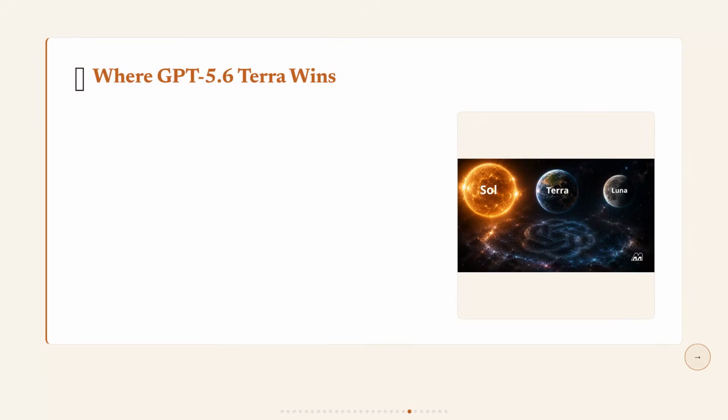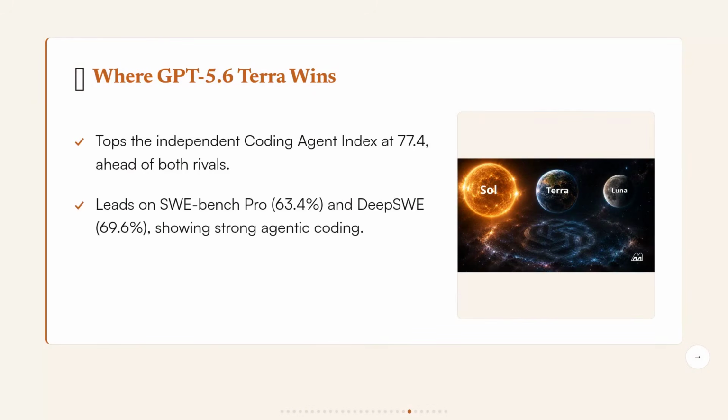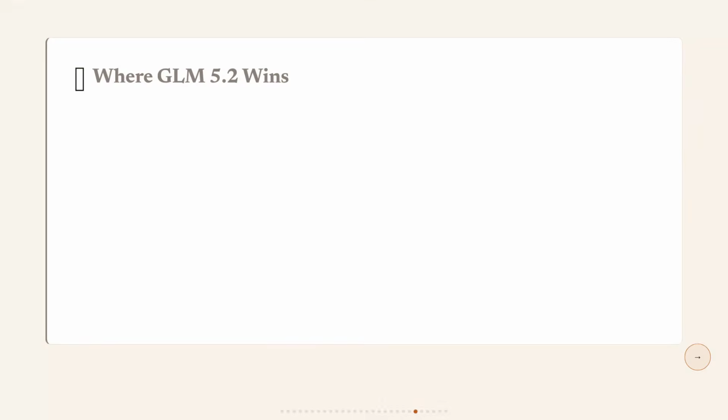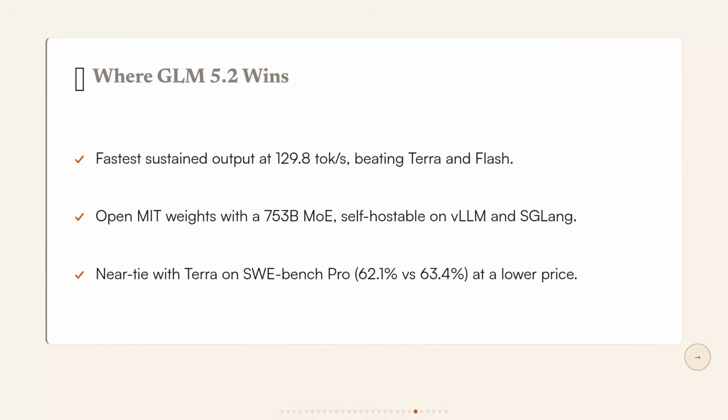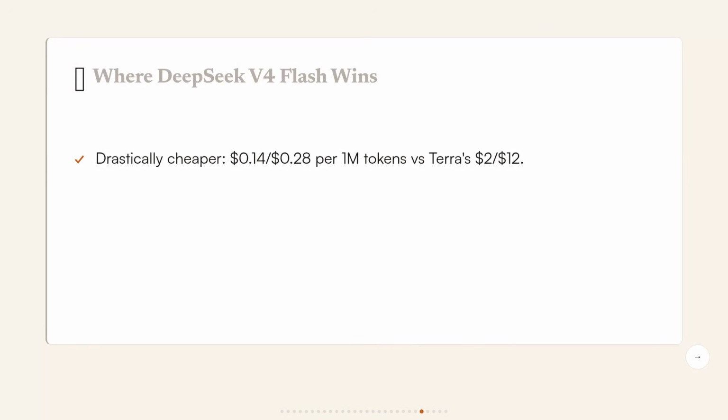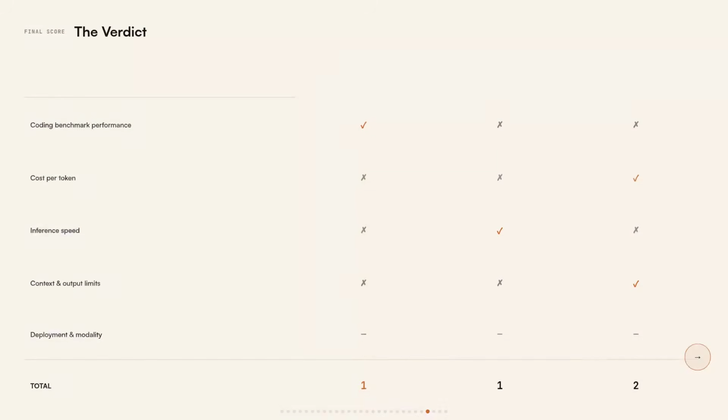Here's where GPT-5.6 Terra clearly pulls ahead of the field. Now, here's where GLM 5.2 clearly pulls ahead of the field. Here's where DeepSeek V4 Flash clearly pulls ahead of the field. Pick the one whose single biggest strength matches the job in front of you today.